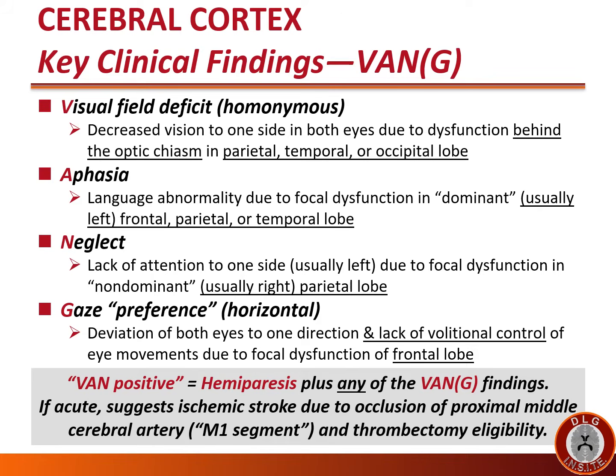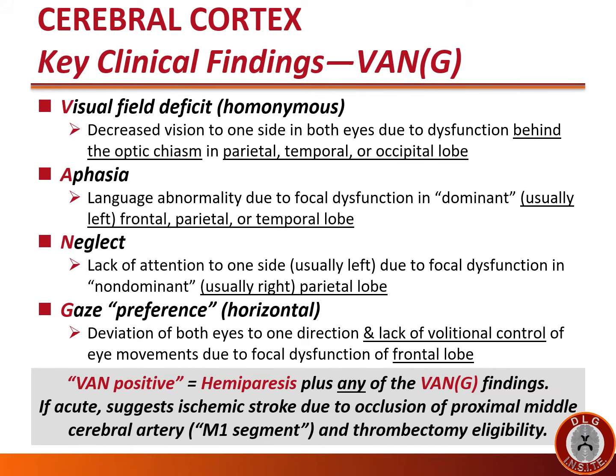As stated earlier, the acronym VAN, or the silent G, is used to identify clinical findings from the cerebral cortex. V, visual field deficit, refers to a homonymous visual field deficit. This is decreased vision to one side in both eyes due to dysfunction behind the optic chiasm in the parietal, temporal, or occipital lobe. Aphasia, A, is a language abnormality due to focal dysfunction in the dominant hemisphere in the frontal, parietal, or temporal lobes.